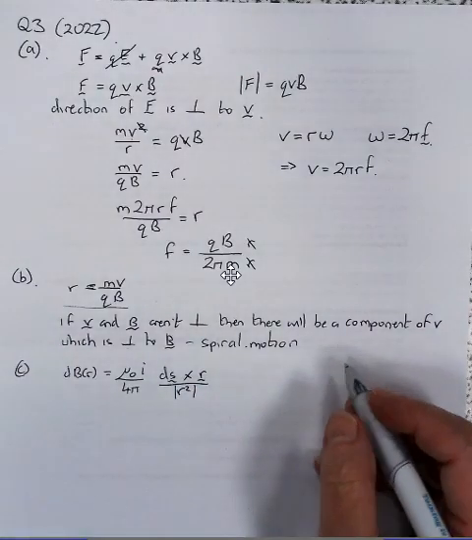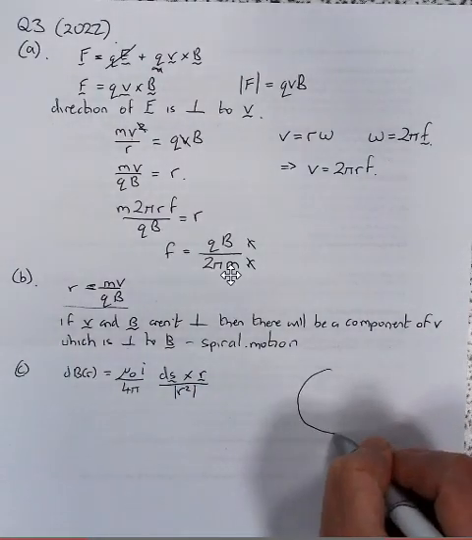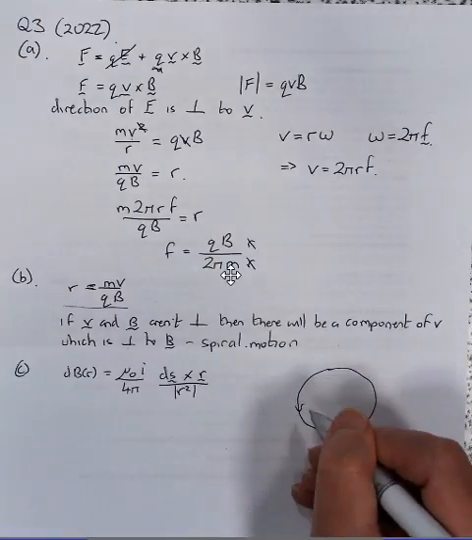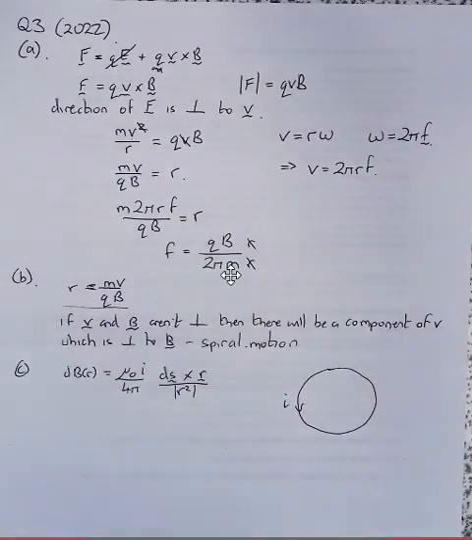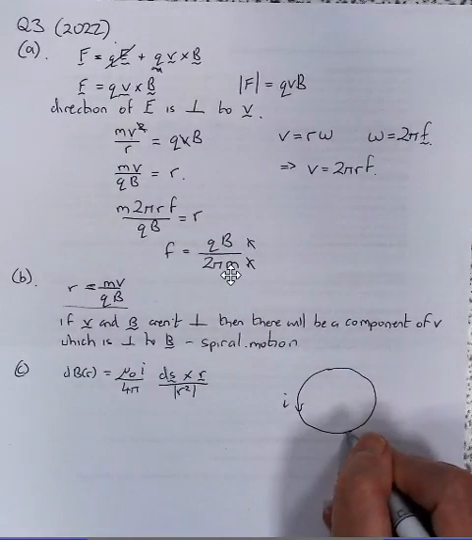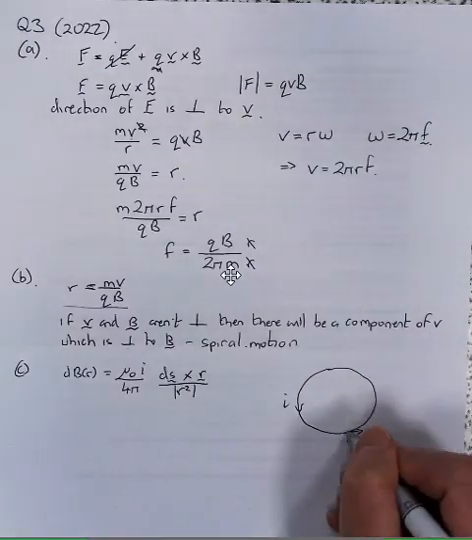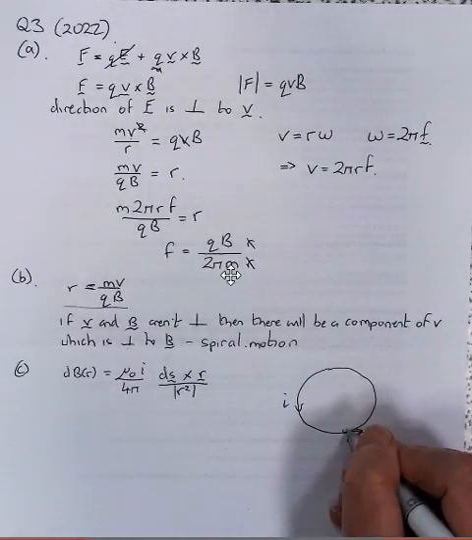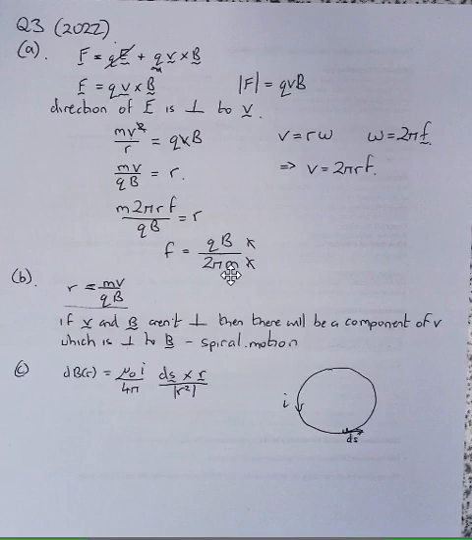And we have a loop like this, and we're going to show I traveling around the loop, and ds has to be in the same direction as I. So we can think of ds that way. ds is a tangent to the curve. And remember, ds represents a small section of the curve of the circle.